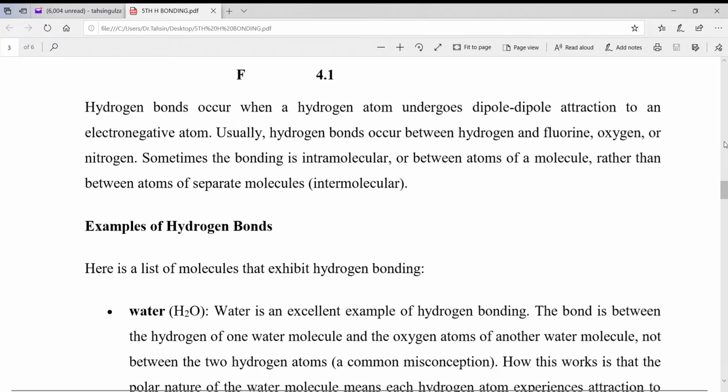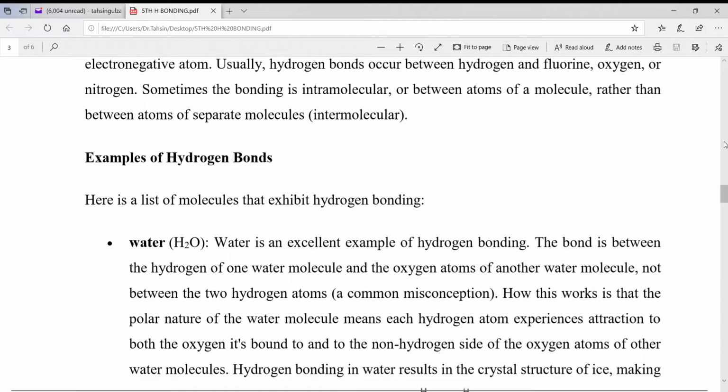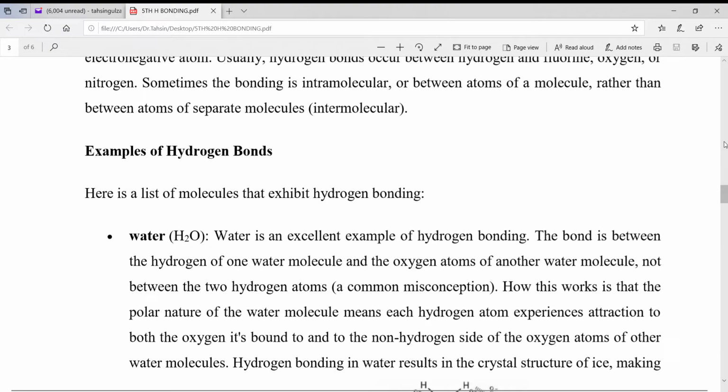This is a very common, simple example, that one hydrogen in a water molecule is forming hydrogen bonding with two water molecules.